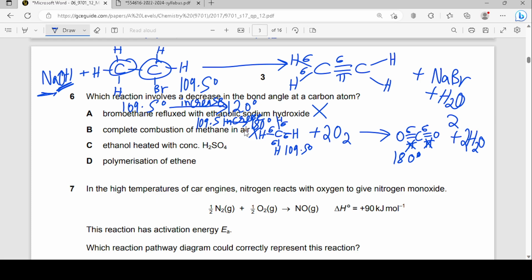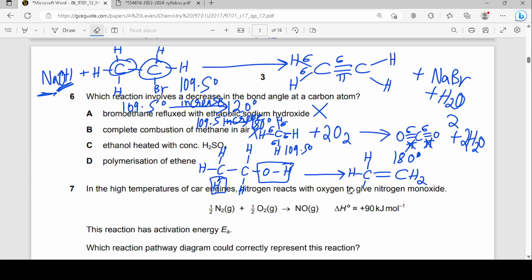And option C, ethanol heated with concentrated H2SO4. So that's a dehydration reaction, right? Like an elimination of water. So ethanol is CH3CH2OH, right? And you're heating it with concentrated H2SO4, so you lose this OH, and then from the adjacent carbon atom you lose the H, so you get CH2 double bond CH2. So you get ethene again. So yeah, you get ethene.